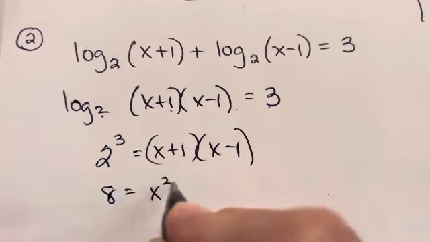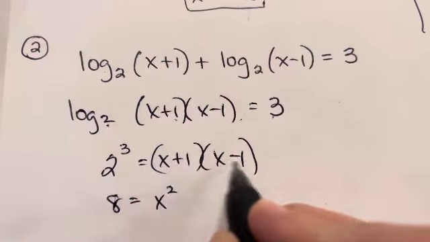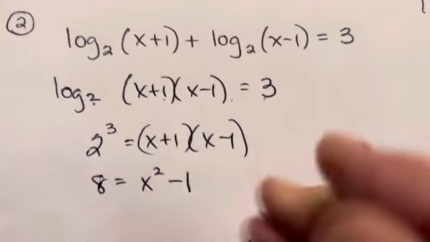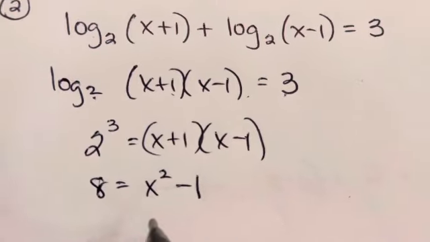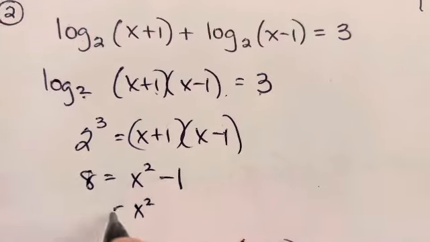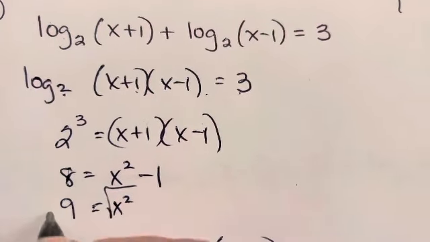Let's hope these work out. These middle terms, negative x plus x, cancel. That gives me what, minus 1? 1 times a negative 1. So we're going to solve this. There's two ways you can solve this, but I'm going to add this. This gives me 9. Take the square root of both sides.